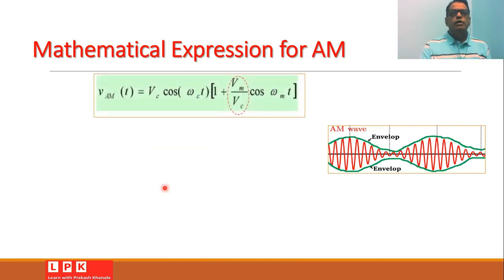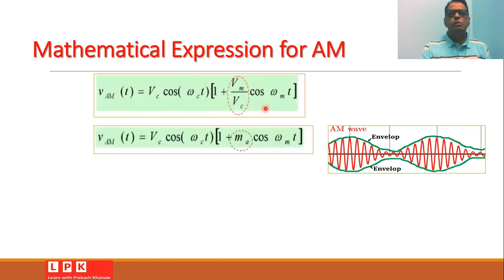So now we can take this Vc common, since cos of omega ct is already outside the bracket, and therefore we can rewrite this term as VAM(t) equal to Vc cos of omega ct in the bracket 1 plus Vm upon Vc cos of omega mt. Now this term Vm upon Vc is called the modulation index. That is, it is the ratio of the amplitude of the modulating voltage to the amplitude of the carrier voltage.